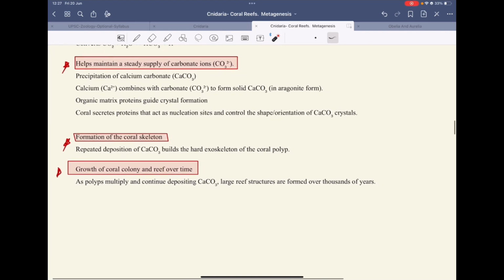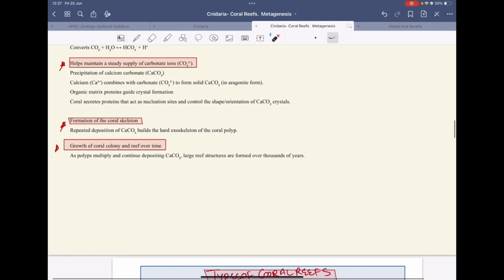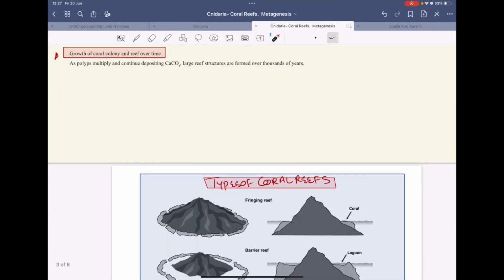Then this coral skeleton is the hard exoskeleton of the coral polyp. If you see small corals, they have a hard structure outside, and it multiplies, and continuously calcium carbonate is deposited over a thousand years, and there is formation of the reef. So this is how the coral reef forms.